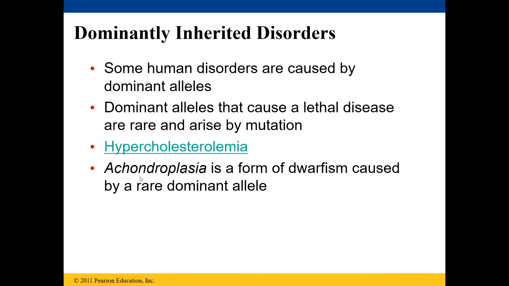So dominantly inherited disorders are caused by the dominant alleles, and there are a lot of them here. One you may have heard of, hypercholesterolemia. This is a problem of having really high blood cholesterol no matter what you do. So you diet, you exercise, do everything right, you still have high blood cholesterol. This is a genetic disorder, and what happens here is you just don't produce the receptors to clean out your blood as you should and get the cholesterol out of the blood and into the cell where it should be. So here's a clip on that one.